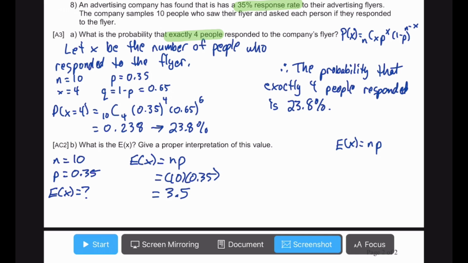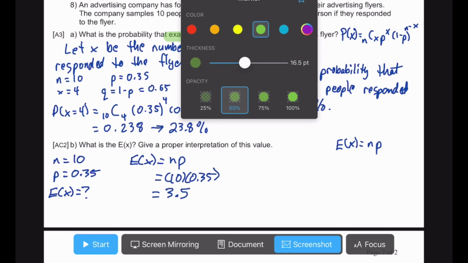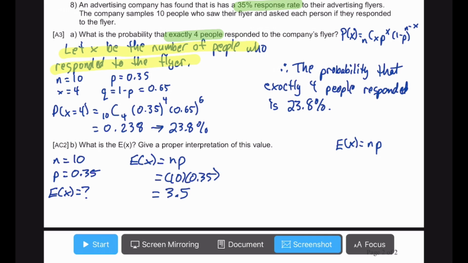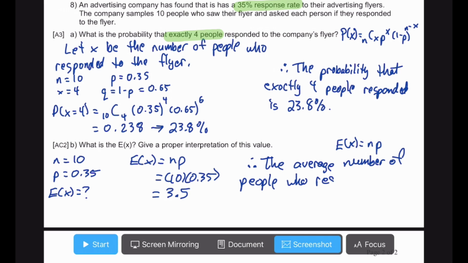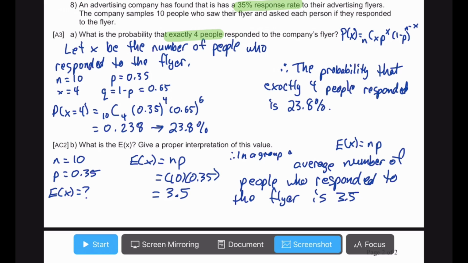Now let's remember, E of X is basically the expected or average value of our random variable X. And we set up here initially that X is the number of people who responded to the flyer. So therefore, the average number of people who responded to the flyer is 3.5. And that's 3.5 for every 10 asked. So maybe we should be a little more specific. So therefore, in a group of 10, the average number of people who responded to the flyer is 3.5.